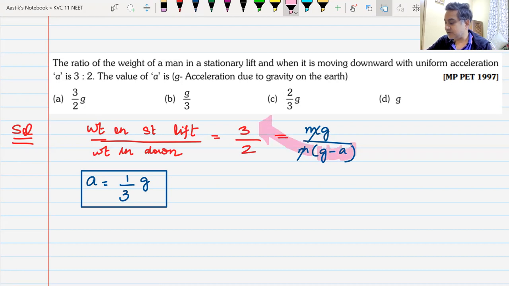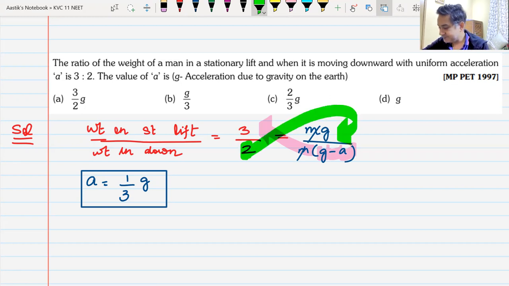Take this in the numerator here. Do it. Get the answer. Option B, sir. Option B is the answer. Anyone got this? So remember this, such questions can come.